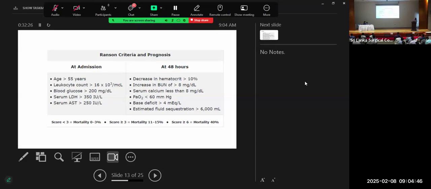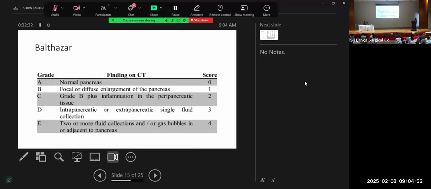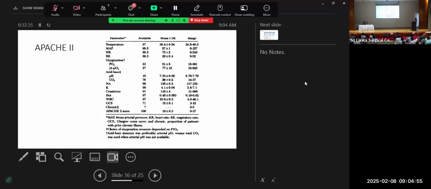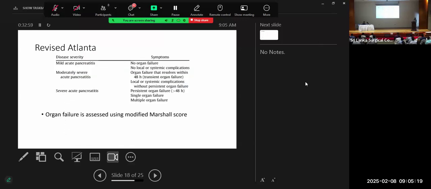And finally, regarding the Atlanta, you probably need to know details. This is APACHE, BISAP. Okay. So revised Atlanta. What is the advantage of revised Atlanta over all the others? Because it takes 2 things into consideration: systemic and local complications. So how do you assess the systemic complications?